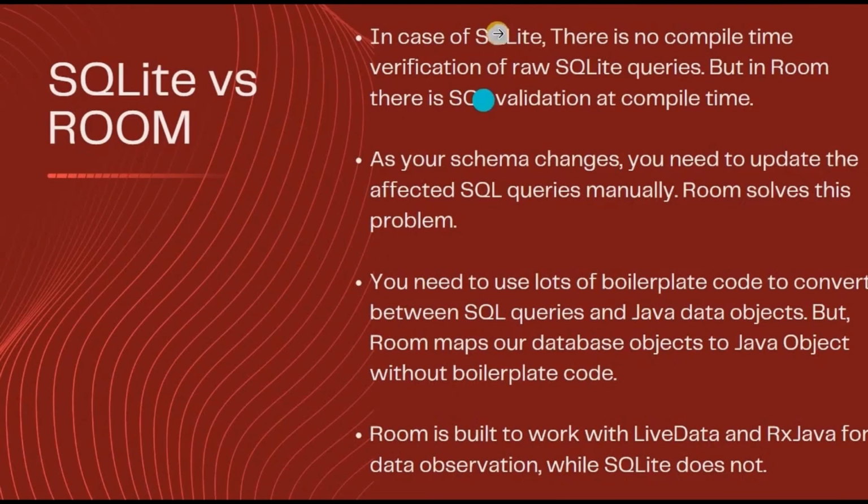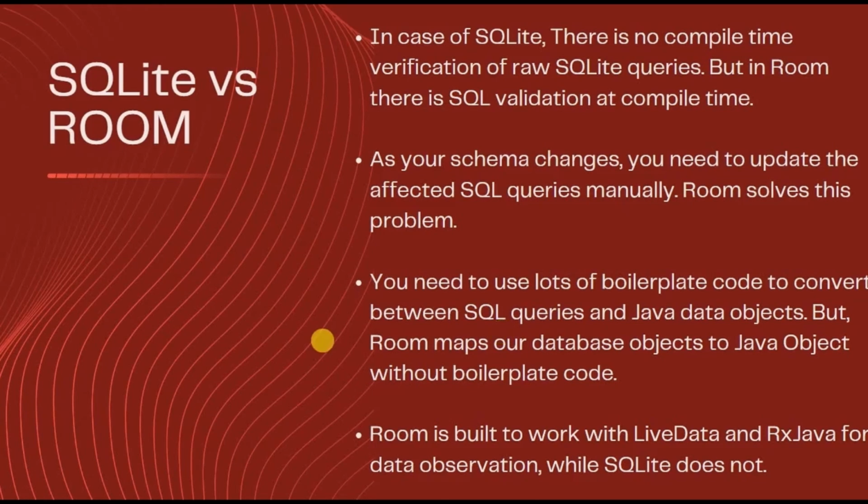First, in SQLite, there is no compile time verification of SQL queries. But in Room, it validates each and every SQL query at compile time. Second, as your schema changes, schema as in database structure, okay? If your schema changes, then in SQLite, we need to update it manually, while in Room, it automatically updates it. Then third, as I said previously, Room avoids boilerplate code by directly mapping the database object to a Java object, while SQLite uses a lot of boilerplate code to do the same thing.